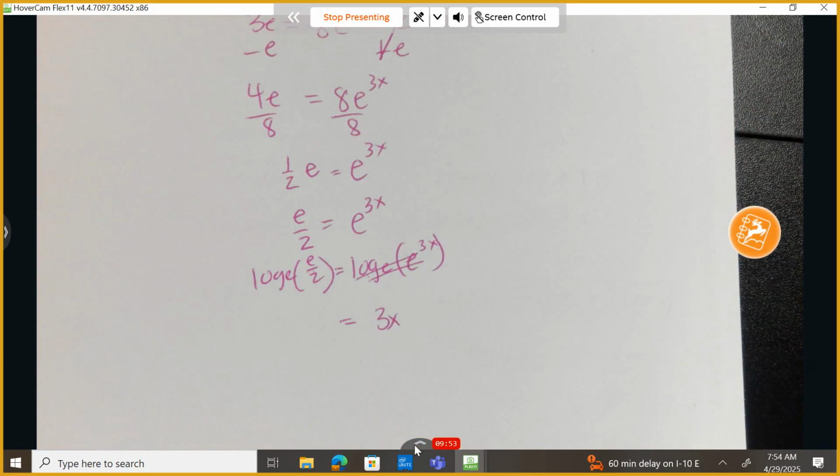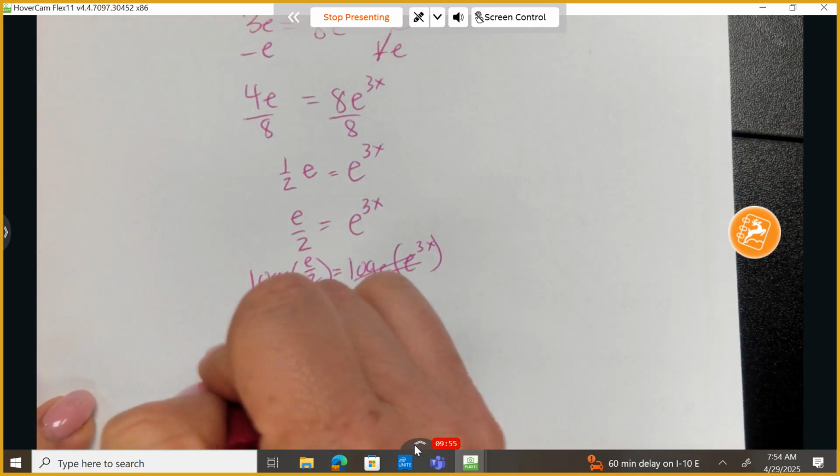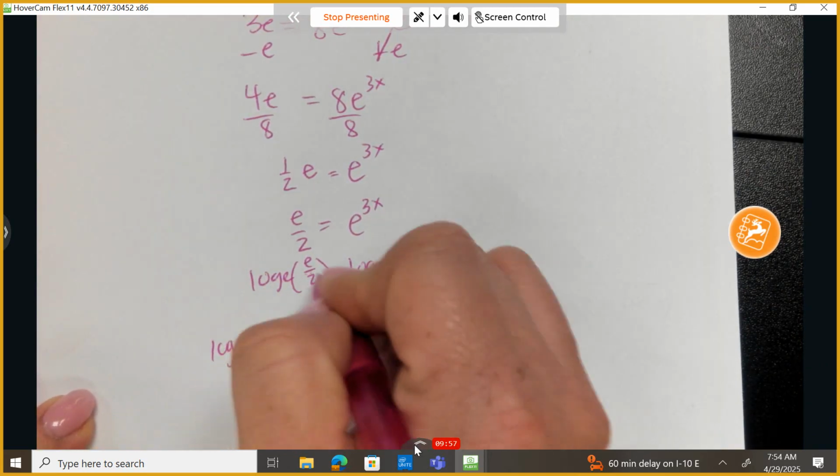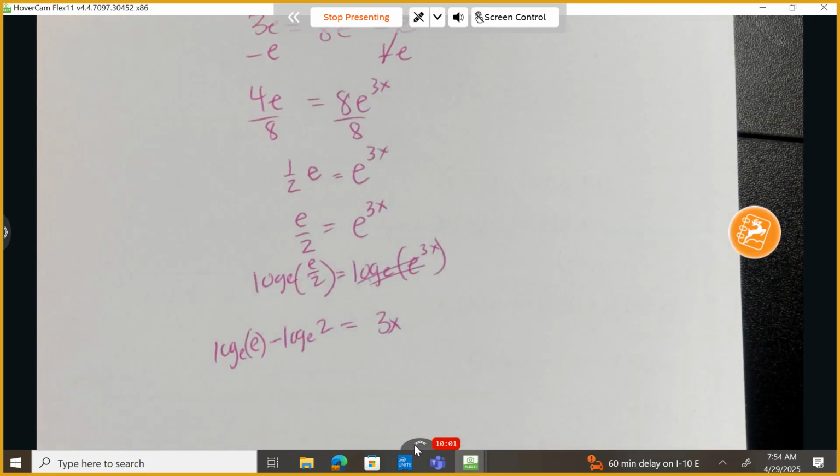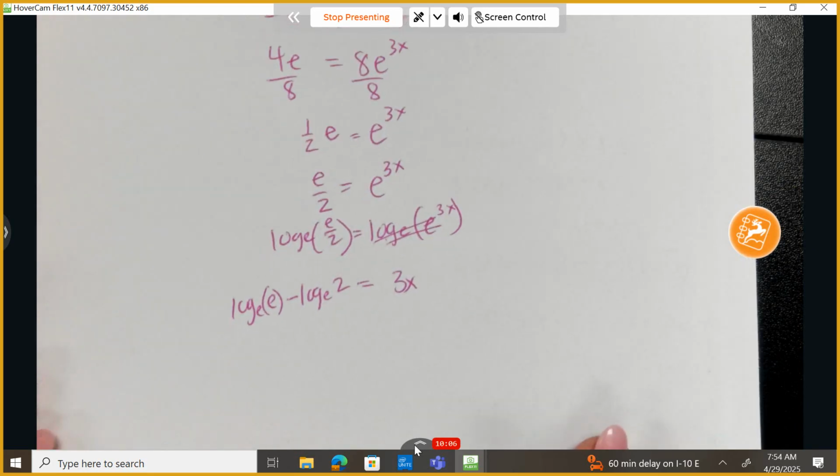and when you expand it, the division turns into subtraction. So I'm going to write log base e of e, division turns into subtraction, log base e of 2. And you're welcome to write ln instead of log base e. In fact, the majority of people will.